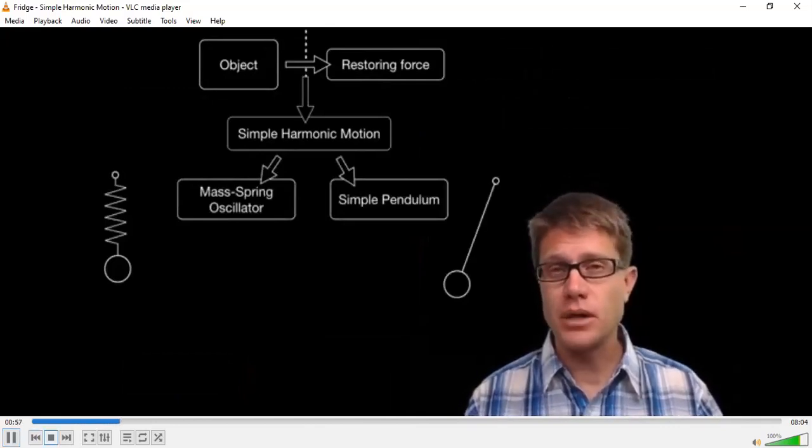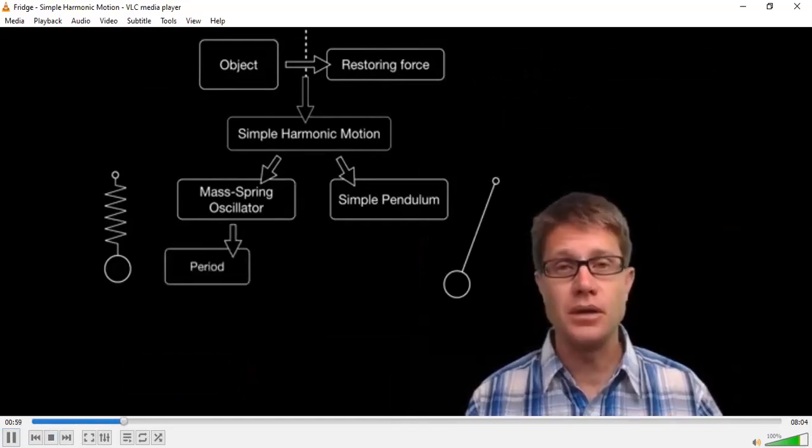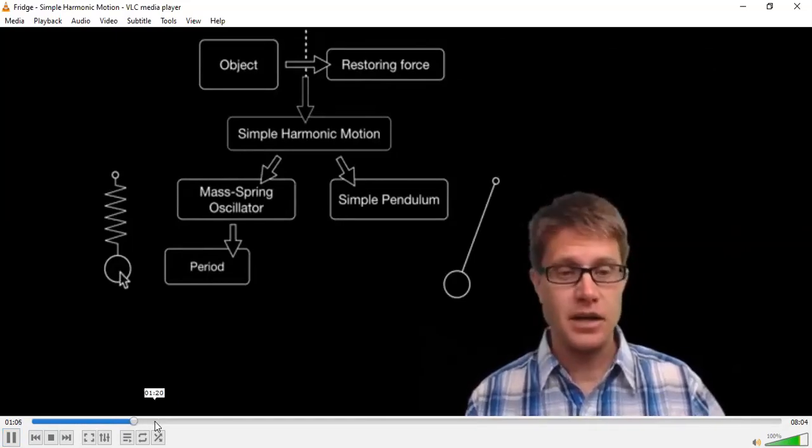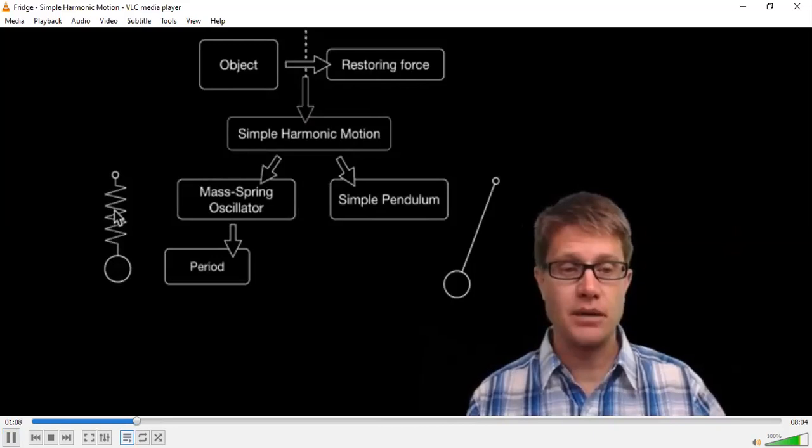Now, an important characteristic with each of these is the period of that harmonic motion. Period is always going to be measured in seconds, and it's time. It's the time it takes on this oscillating spring to move from here, bounce up, and then bounce back again. Or for a pendulum to swing from here over to here and then back again. And so in a mass spring oscillator.